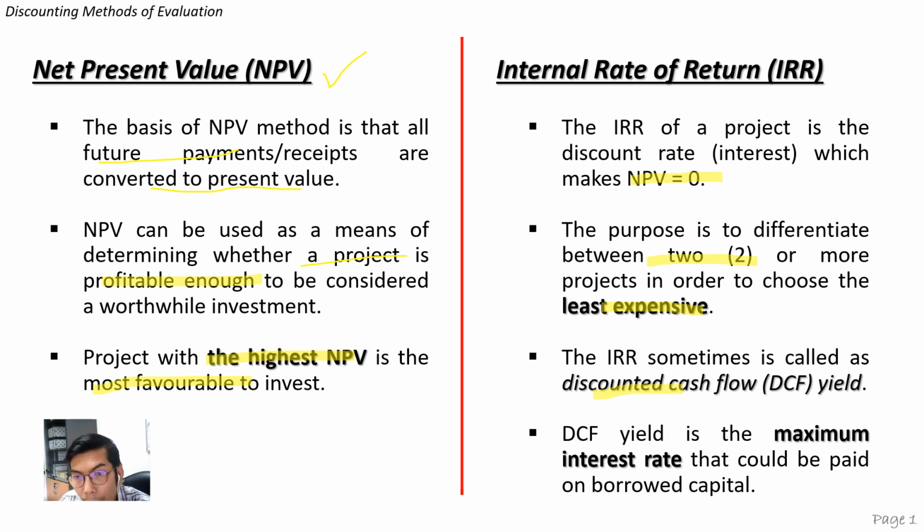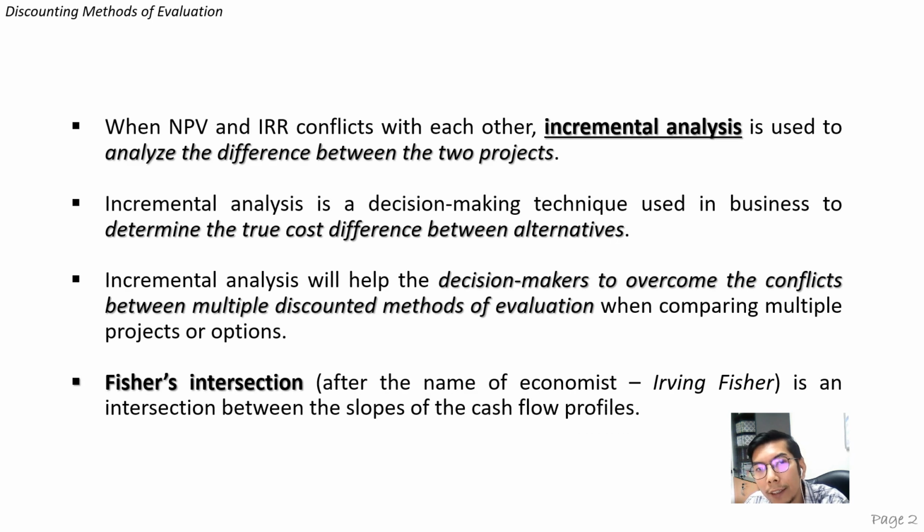It's a percentage that we're going to compare with our identified cost of capital, which we call MARR, the minimum acceptable rate of return, or cost of capital. So that's NPV and also IRR. However, in certain scenarios, there is a conflict between NPV and IRR. How can this conflict occur?